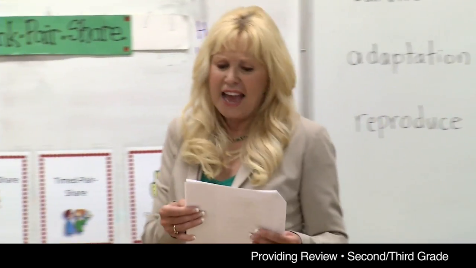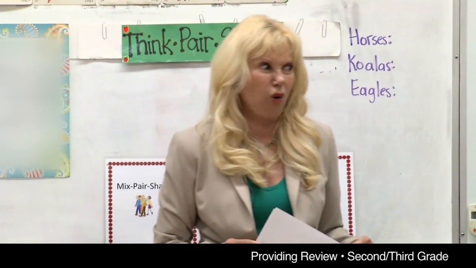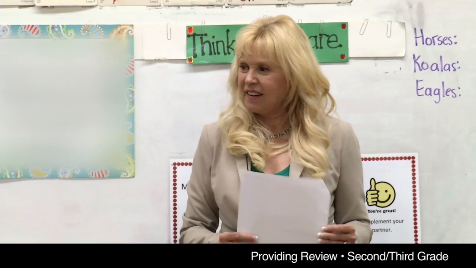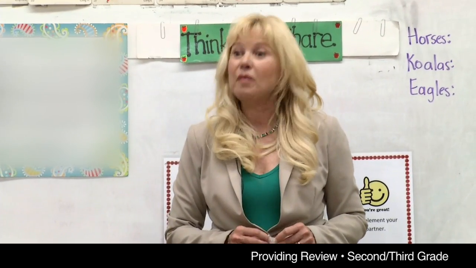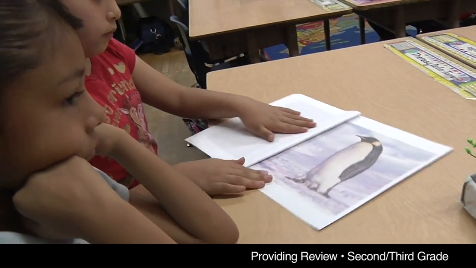Good. What is the adaptation that the whale has to keep him warm in that cold, cold ocean? His thick layer of fat. Right, we call that, do you remember? Blubber. So say his thick layer of fat is his blubber, and that is his what? His adaptation. That's right. His adaptation to stay warm and survive in the cold ocean.